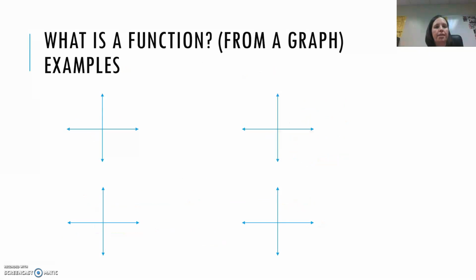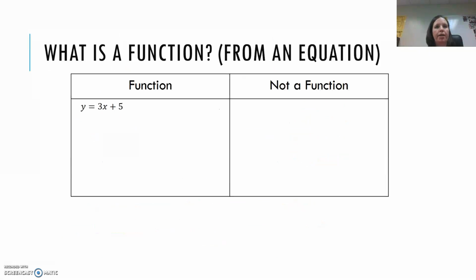We'll talk more about this and we'll do some more examples together. But the last piece here to finish off, what is a function from an equation? I have 2 examples of equations that are functions. Think about the idea again: X is your input, Y is your output. If I take a single input into either of these equations, let's say X is 3. In the first equation, I plug this in: 3 times 3 plus 5 is 14.